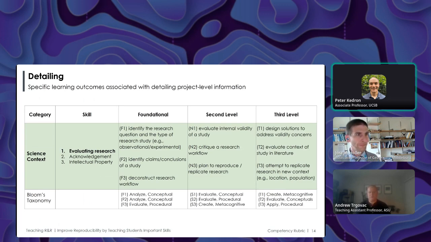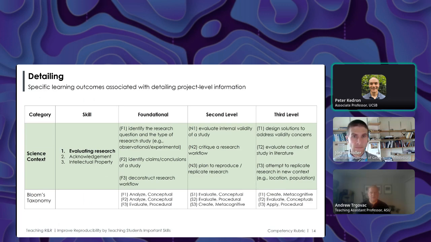So for example, a next level skill is not only to identify the type of research, but to evaluate the internal validity of a study, right? So this is higher level on those cognitive processes. We're doing an evaluation task, and we're using the concepts of internal validity and the different components of what makes something internally valid and breaking that down. So to give you a sense of how this works.